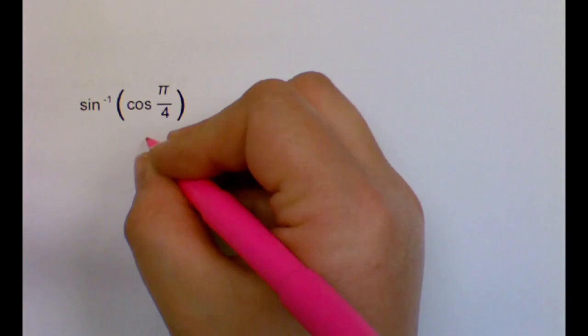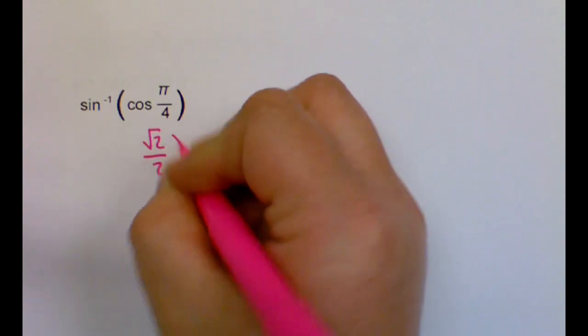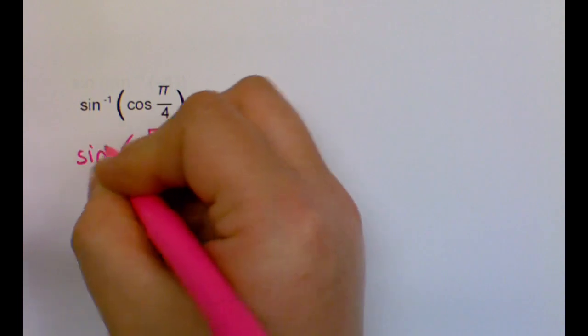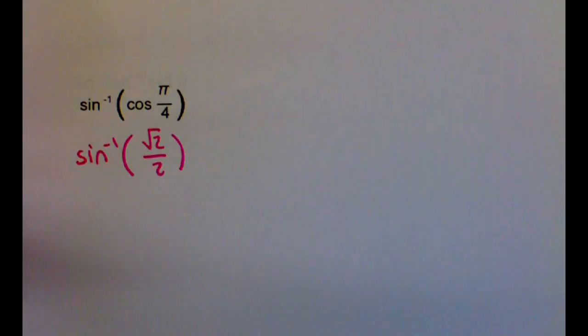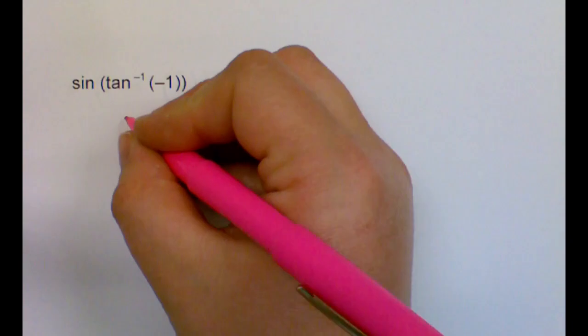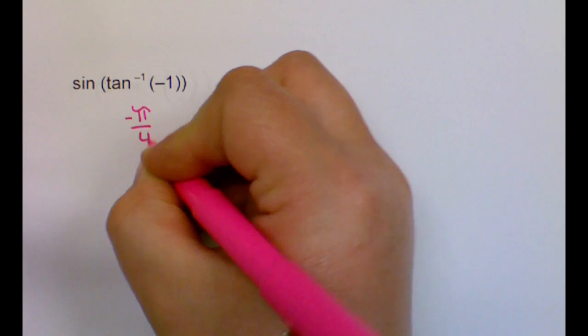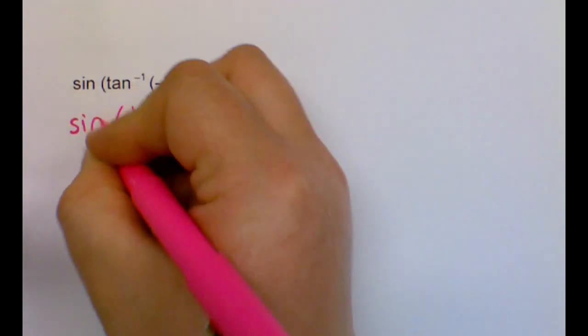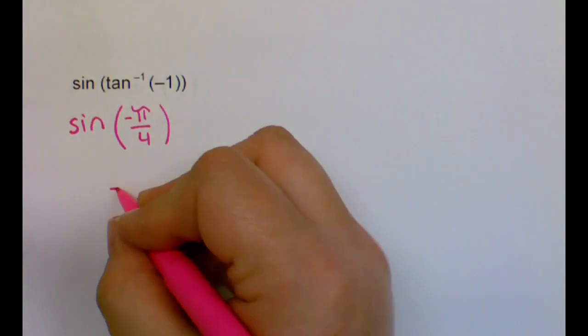Sine inverse of the cosine of pi over 4. Cosine of pi over 4 is square root 2 over 2. So I want sine inverse of that. Well, it's going to be in the first quadrant, so that is pi over 4 again. Sine of tangent inverse of -1. Tangent inverse of -1 is negative pi over 4. I want the sine of negative pi over 4. That's negative square root 2 over 2.